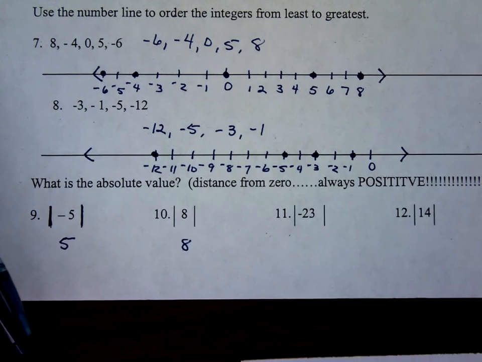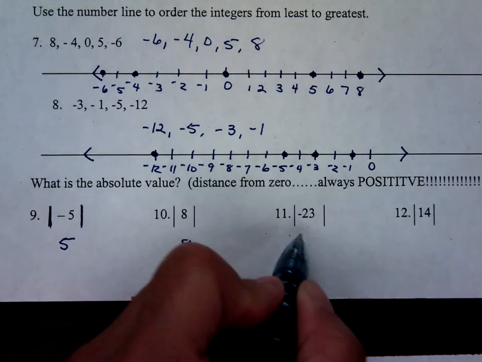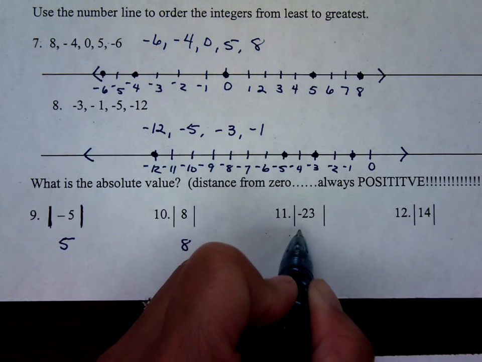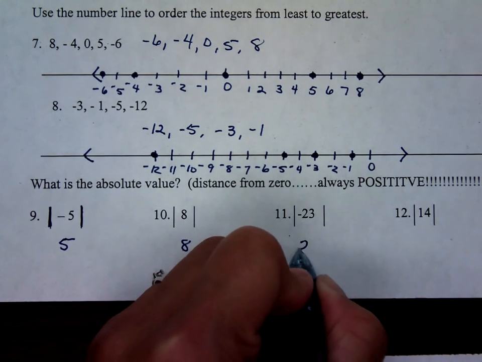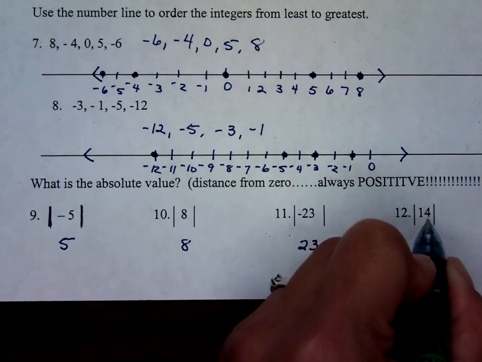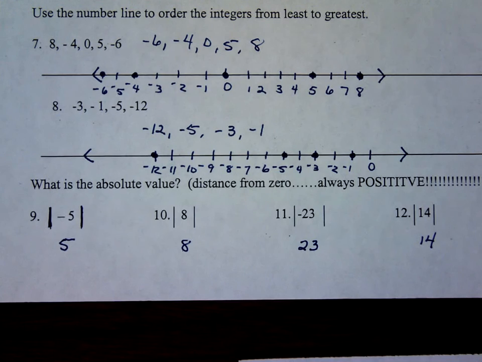Try 11 and 12 on your own. How far away is negative 23 from 0, or what is the absolute value of negative 23? Hopefully you had written 23. And number 12, the absolute value of 14 is 14 because 14 is 14 away from 0.